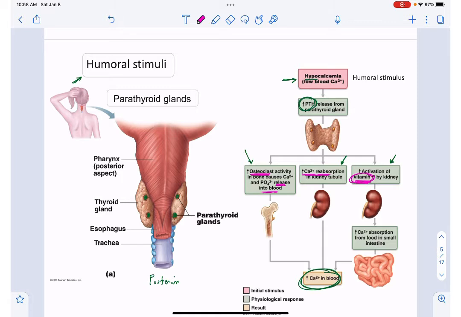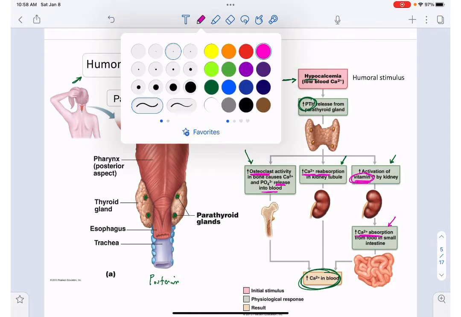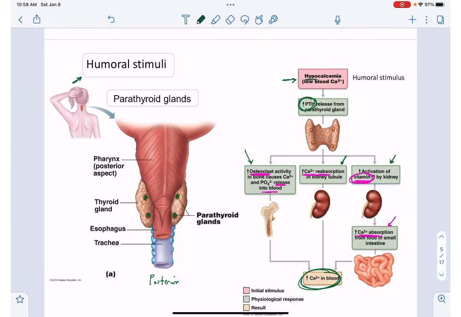And this is important because vitamin D is responsible for taking calcium in the intestine and moving it into the blood. It's responsible for calcium absorption in the gut. So if we increase the amount of vitamin D, we increase the amount of calcium absorption from the small intestine, and that's going to increase blood calcium. So parathyroid hormone is working in all 3 of these ways to increase blood calcium. And again, this all started with a humoral stimulus, with hypocalcemia.